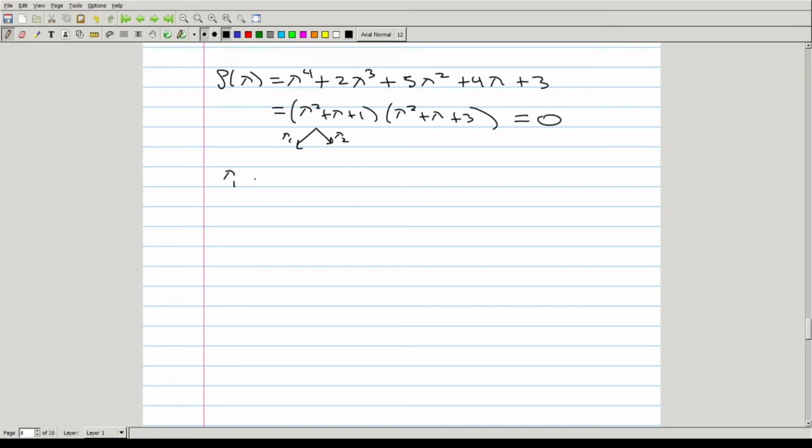are given by negative 1/2 minus the square root of 3 over 2 times i, and lambda 2 is negative 1/2 plus the square root of 3 over 2 times i. And then, just like we got the two roots of this polynomial right here, we can get lambda 3 and lambda 4. Lambda 3 will be negative 1/2 minus the square root of 11 over 2 times i. And lambda 4 will be negative 1/2 plus the square root of 11 over 2 times i.